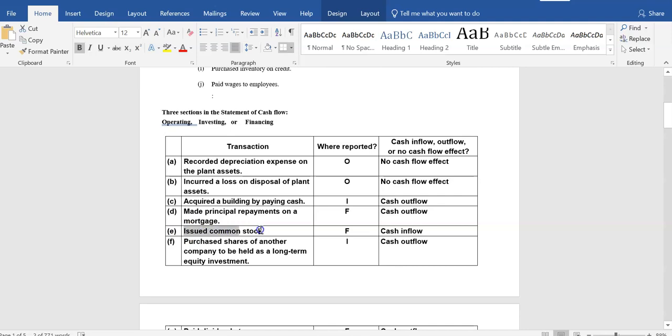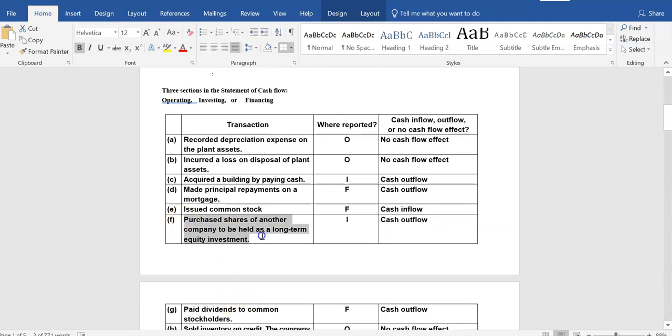Here we issued common stock. We issue stock to bring in cash to finance our operations. So the issuance of stock is a financing activity. And if we're selling stock, we're bringing cash in. It is a cash inflow.